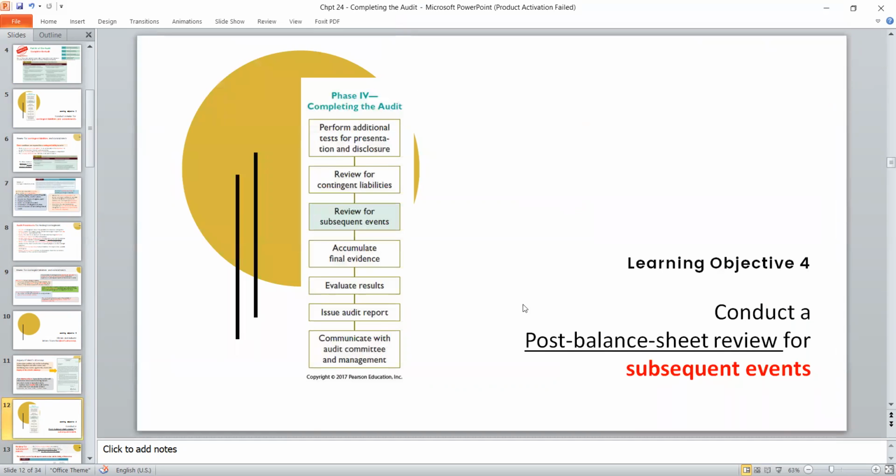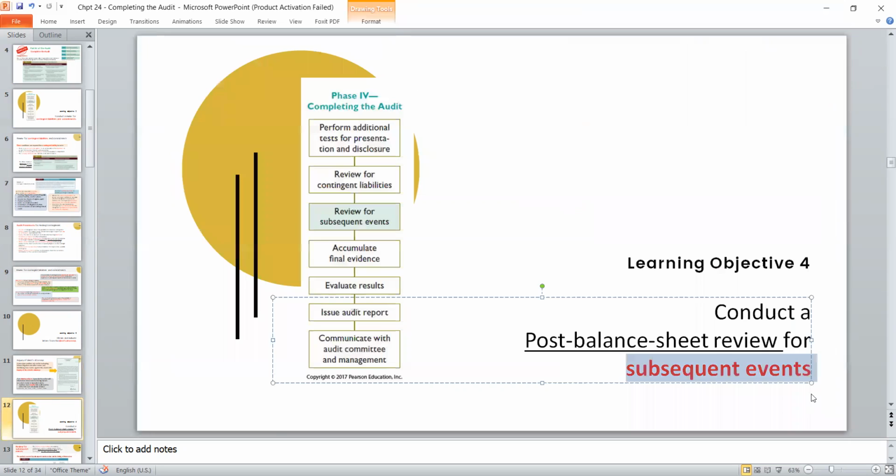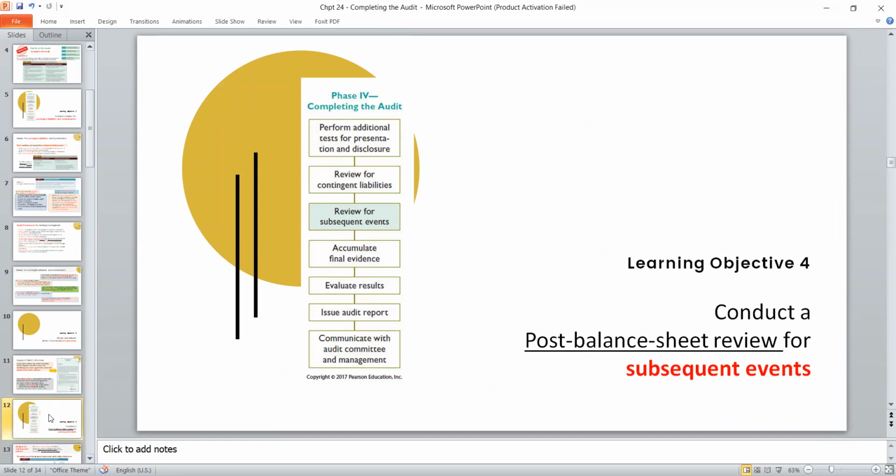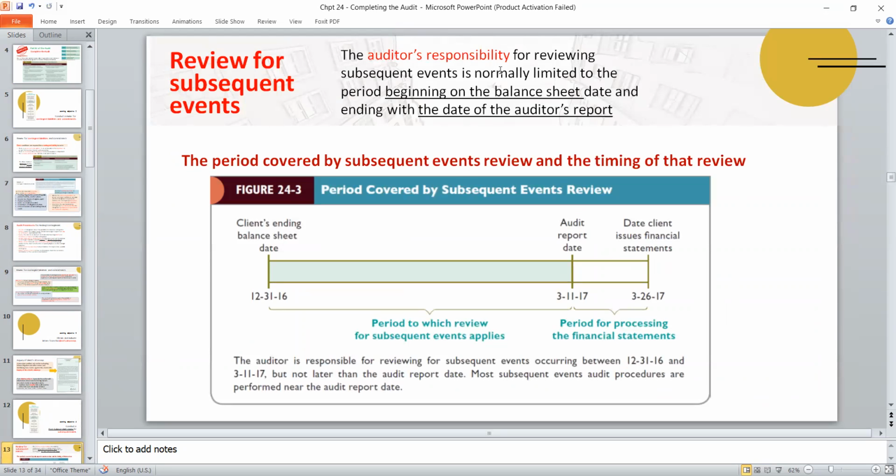Okay, next, this is an important terminology also: subsequent events, or in Indonesia we call it peristiwa kemudian. What kind of subsequent events will have an effect on the financial statement? Subsequent events run from the client's ending balance sheet date, of course 31 December, until the date of the audit report.